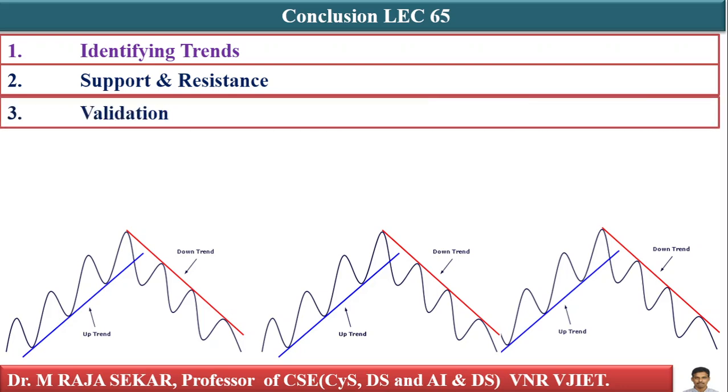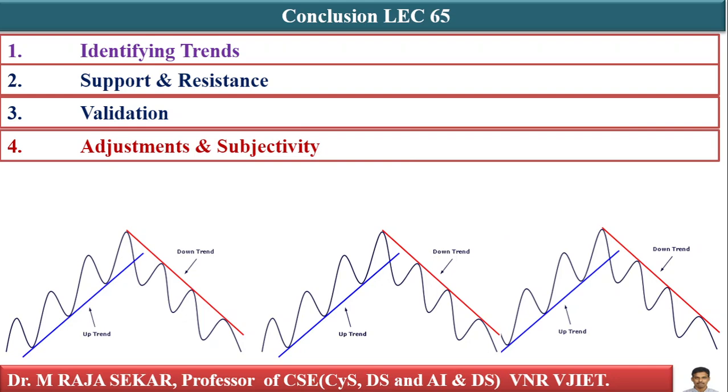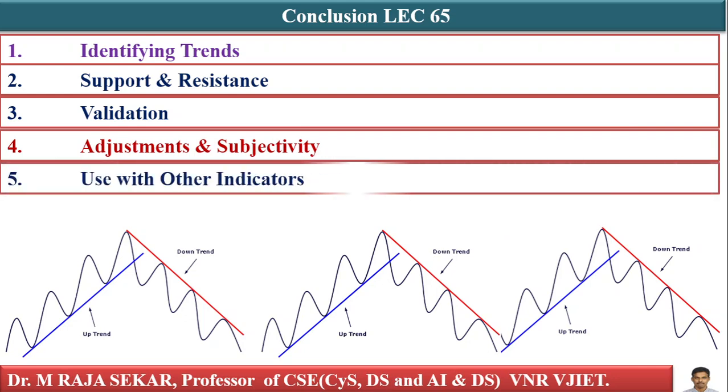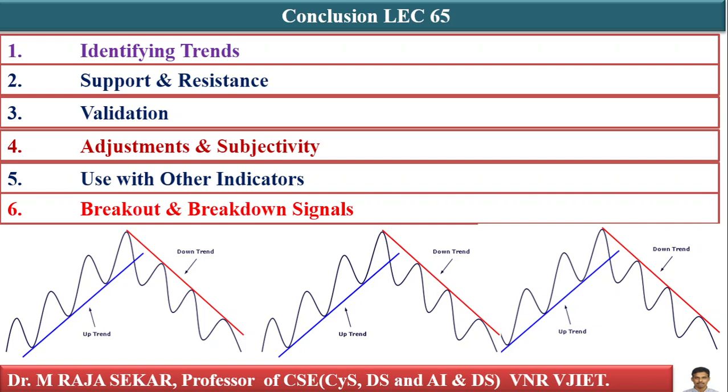Validation: a trend line is more reliable if it touches at least 3 points on the price chart. Adjustment and subjectivity: trend lines may need adjustments as new data emerges. Use with other indicators. For strong confirmation, trend lines should be used alongside moving averages, volume analysis, and chart patterns. The breakout and breakdown signals: a break above a downward line suggests bullish momentum, while a break below an upward line signals a potential bearish move.